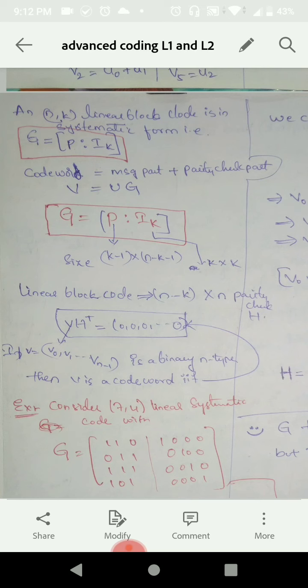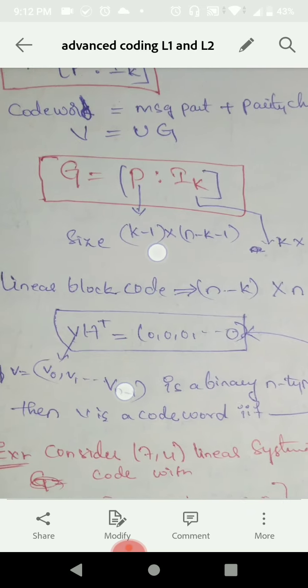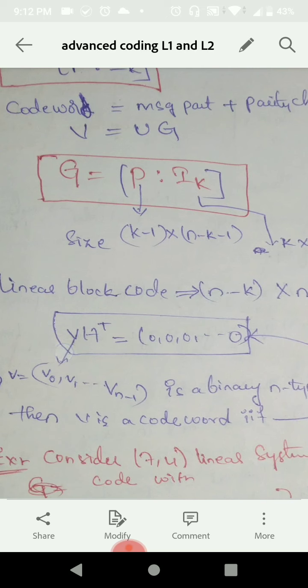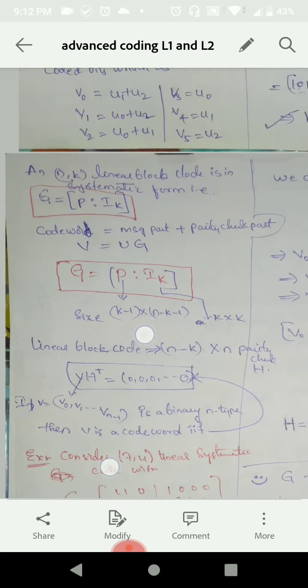Generally, if we want to prove that v is a code word, we need to follow this condition. If we want to say v is a code word, then it should satisfy v into H transpose equal to 0. If this is satisfied, then we can say that there is no error, and at the same time we can say that v is a code word.